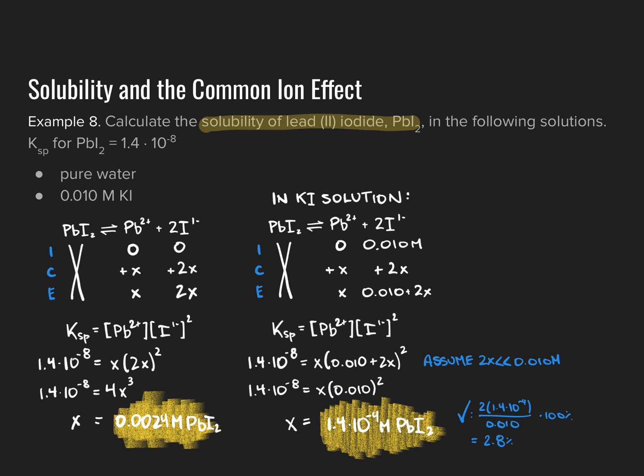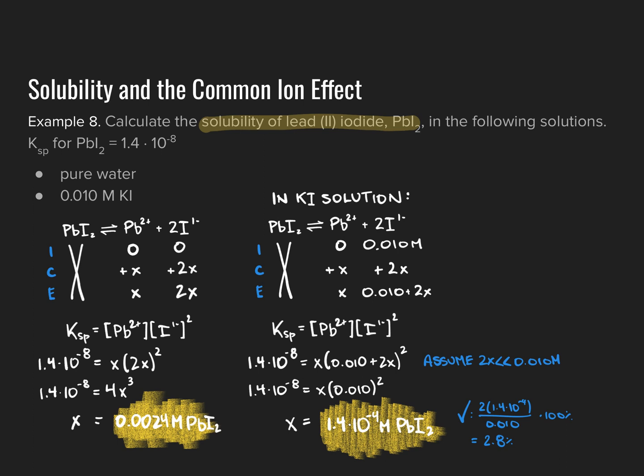All right, so now we've done the math, we now know that the molar solubility of our lead-2 iodide is now 1.4 times 10 to the negative 4th molar in the potassium iodide solution. Now that is compared to the solubility in our pure water solution of 0.0024 molar. And you'll notice that my solute has become significantly less soluble in the potassium iodide solution than it was in the pure water solution.